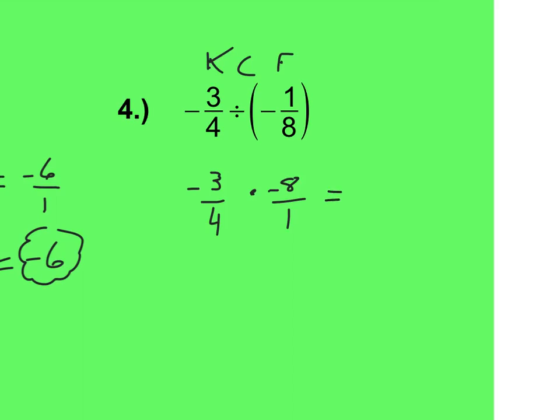-3 times -8 is -24. 4 times 1 is 4. Sorry, I said -24. It's actually positive because the two negatives make a positive. 24 divided by 4 is 6. Or 24 over 4 reduces to 6 over 1, which becomes 6.